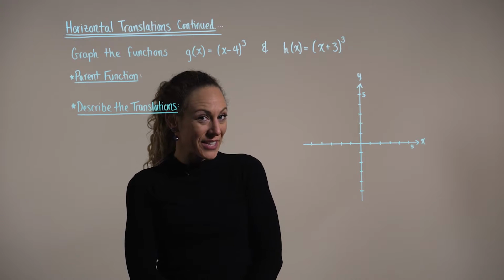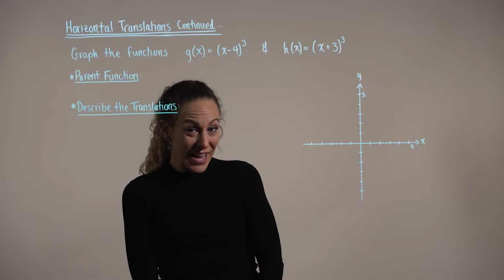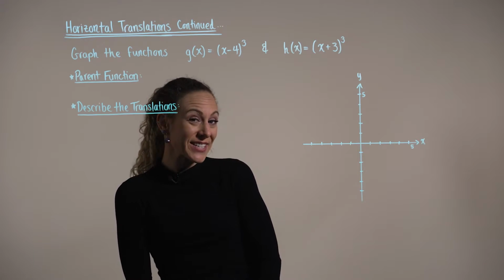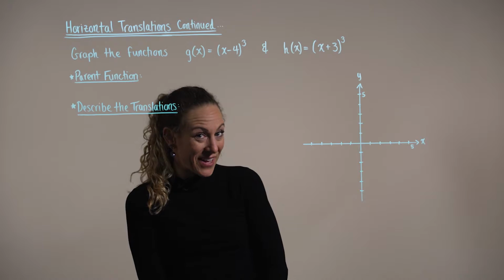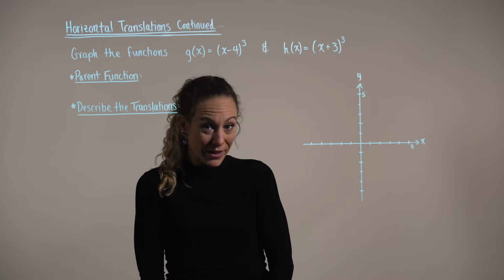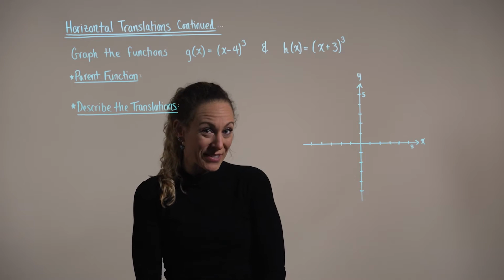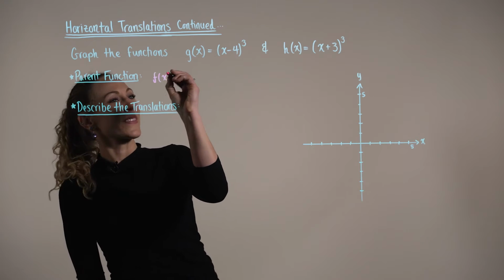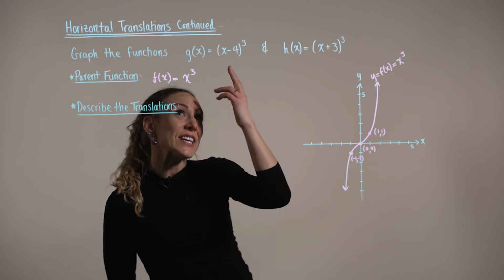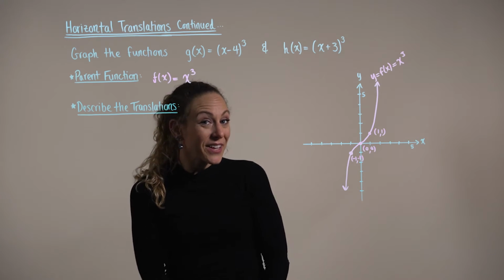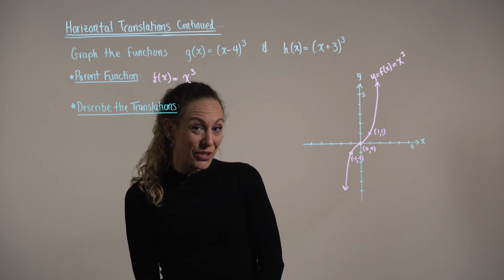To help us better understand horizontal translations, let's go ahead and graph the functions g of x is equal to x minus 4 cubed and h of x is equal to x plus 3 cubed. Now, before we get started on graphing, let's first start by identifying the parent function for both of these given functions and then describing the individual transformations for each of our given functions. So looking at our given functions g of x and h of x, we can see that our parent function for g and h is the cubing function, or f of x is equal to x cubed.